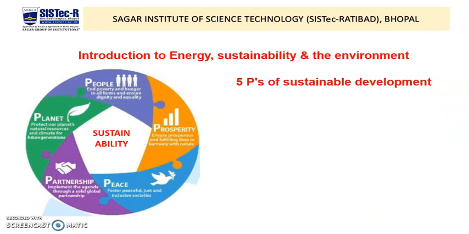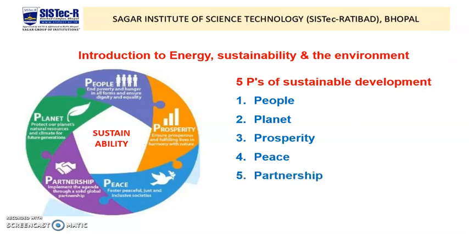Now, the 5 P's of sustainable development. First is people, second is planet, third is prosperity, fourth is peace, and fifth is partnership.